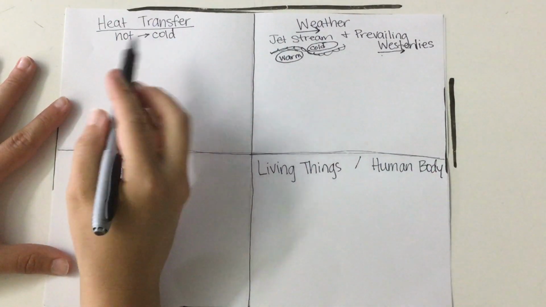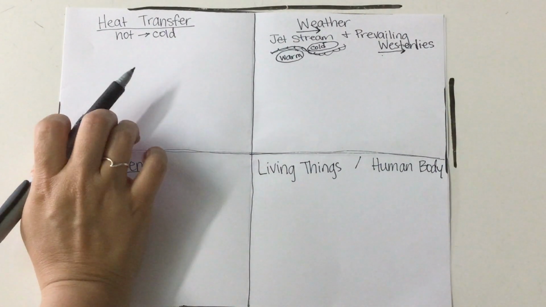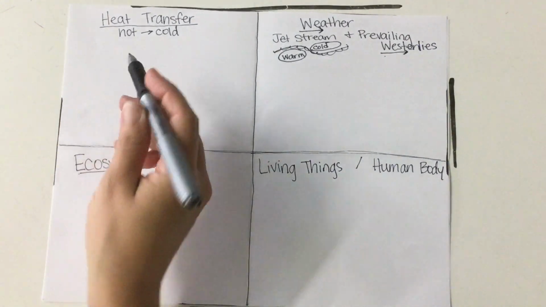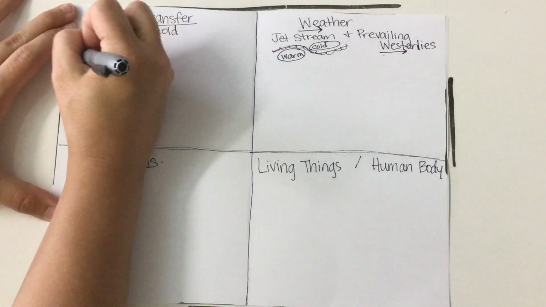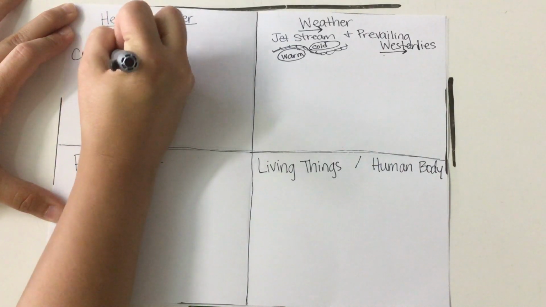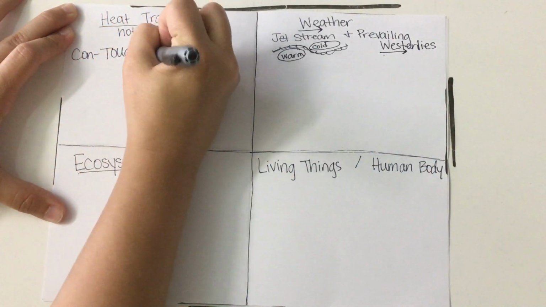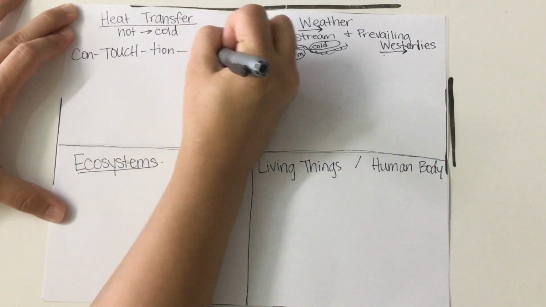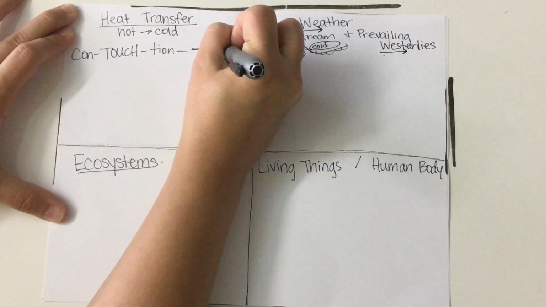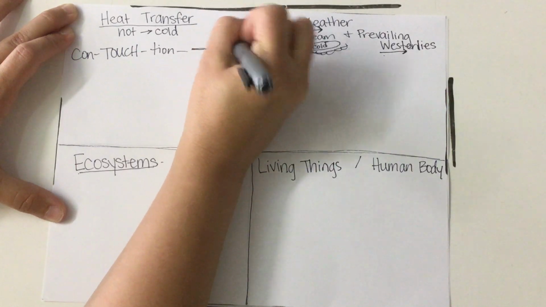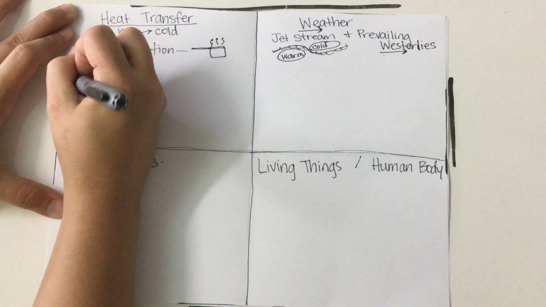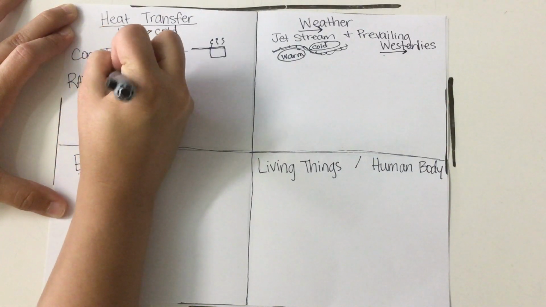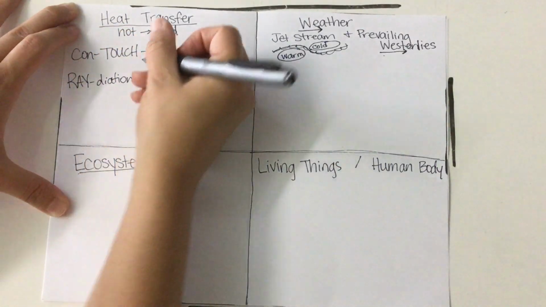All right. So let's pick back up where we left off with heat transfer. So with heat transfer, we have 3 types of heat transfer. Those are conduction, which is when 2 solids are touching one another. So we might think of a pot on a stove. We also have radiation, which is heat being transferred through waves.